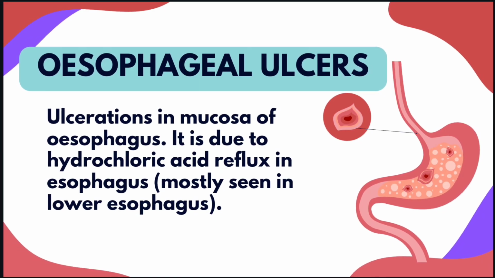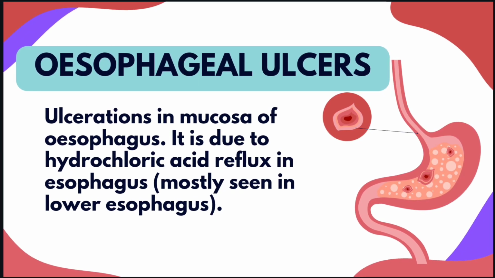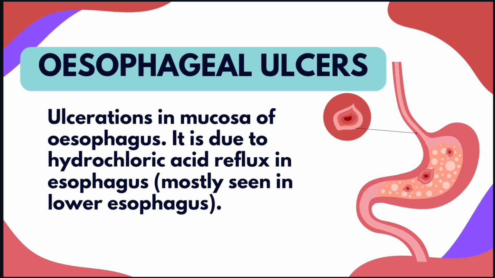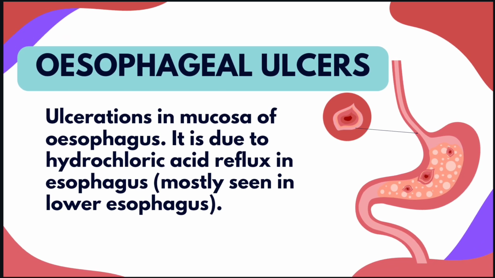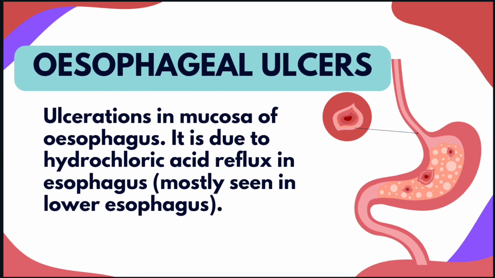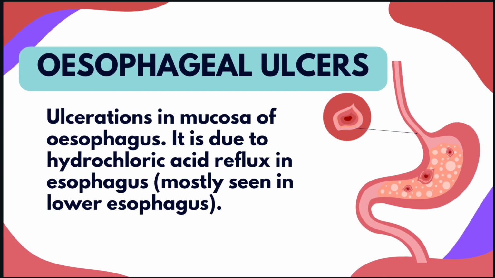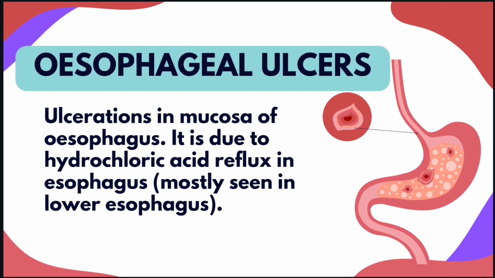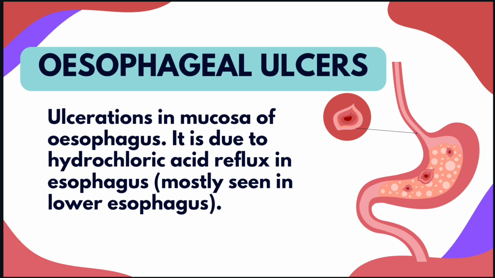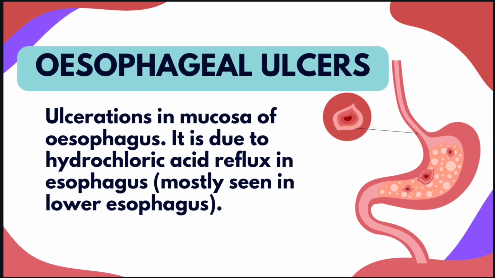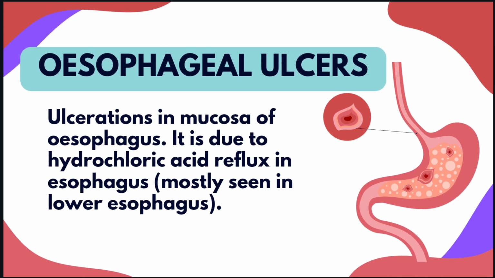Let's talk about esophageal ulcer. It is a type of peptic ulcer. Here ulceration occurs in the esophageal region. The cause of this is HCl reflux inside the esophageal region. Mostly it can be seen in the lower esophageal region. Means the acid that is formed in the stomach refluxes toward the esophagus, due to which it damages the mucosal wall of the esophagus, and this is commonly seen in the lower part of the esophagus, which is connected to the stomach.